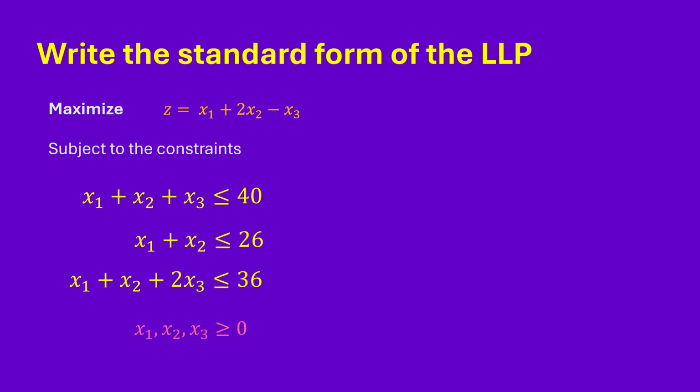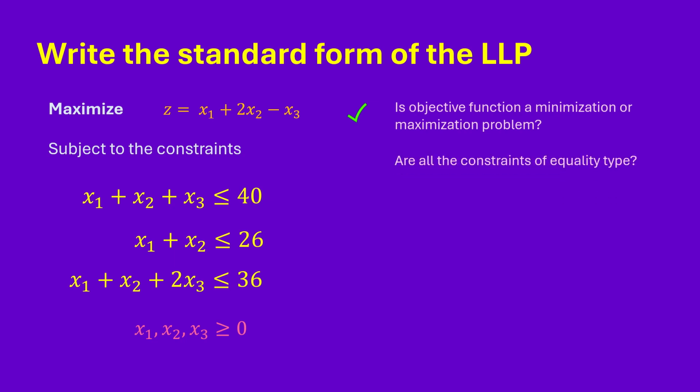Let's look at some examples. In this example, we have a linear programming problem where we are maximizing z subject to some inequality constraints. We know there are four characteristics a standard form should have, and let's see if the given example has these characteristics. First one is whether the objective function is a maximization or a minimization problem. And we can say that yes, it's a maximization problem. Number two, are all the constraints of equality type? By looking at the constraints, we can say that this is not the case, as the constraints are of inequality type in this case. Number three, is the vector b non-negative, which it is in this case. And number four, are all decision variables non-negative, which is also true in this case.